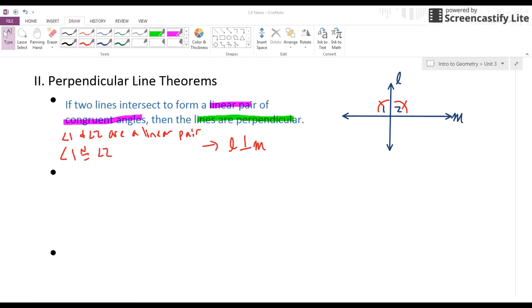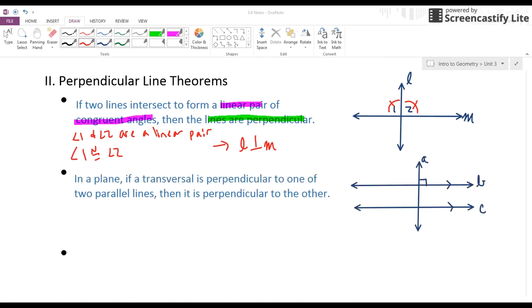All right, let's go ahead now and take a look at the second one. So theorem number 2: in a plane, if a transversal is perpendicular to one of two parallel lines, then it is perpendicular to the other. So look at the key information in this statement as well. Our transversal is perpendicular to one line, and these lines have to be parallel. So we've got to be perpendicular to one, and then the two lines that we're looking at have to be parallel. If that's true, then that transversal is perpendicular to the other line.